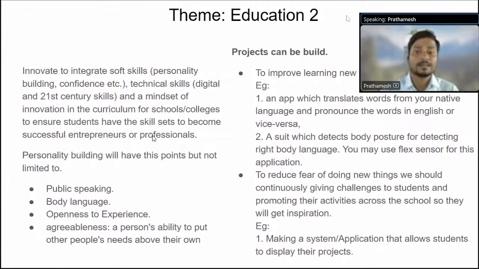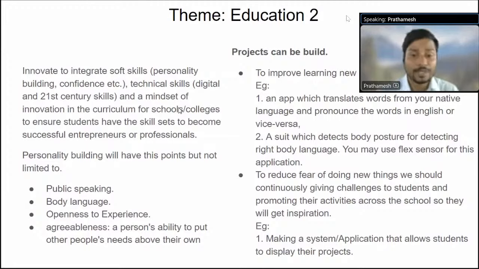Next, a suit which detects body posture, or detects the right body language. If some student is shy and not sitting well in the class, you can develop a suit which detects body posture, how the student is seated and how long he has been seated there, and you can detect the right body language. What body language should he have while sitting, or while talking? You may use a flex sensor for this application. You have a flex sensor in your lab; you can implement it in your suit and read the body language data of your student.